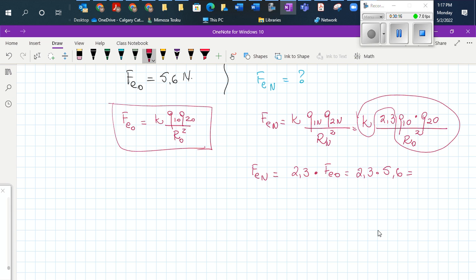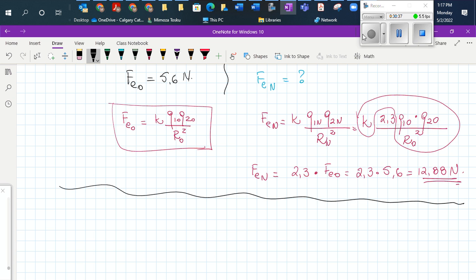And the new magnitude of the electrostatic force, after we increase charge 1 only, by a factor of 2.3, will be 12.88 newtons.